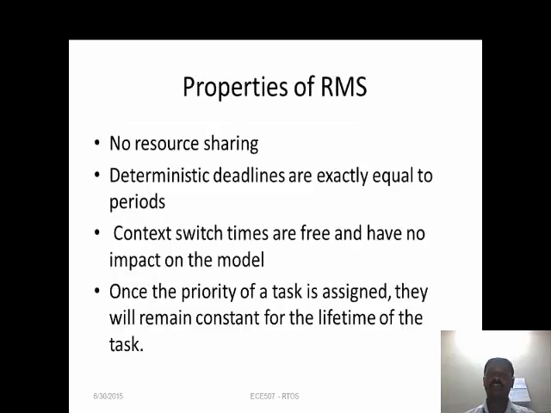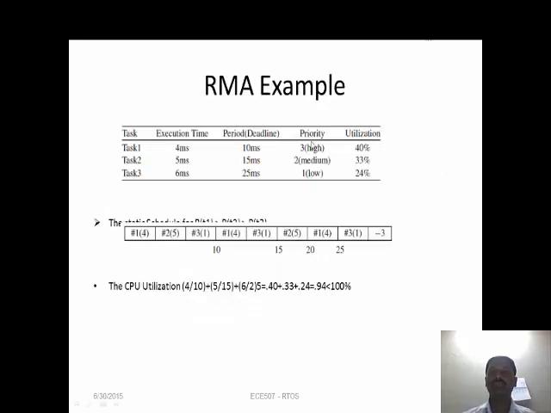So what are the properties of the rate monotonic scheduling algorithm? No resource sharing, as we discussed, as a constraint. Deterministic deadlines are exactly equal to the periods of execution. Context switching times are free and have no impact on the model. This is one essential feature of any real-time operating system. Also, once the priorities of a task are assigned, they remain constant for the lifetime of the task. Which means that when you fix the priorities here as 3, 2, 1, they are constant. That is why it is called a static scheduler.